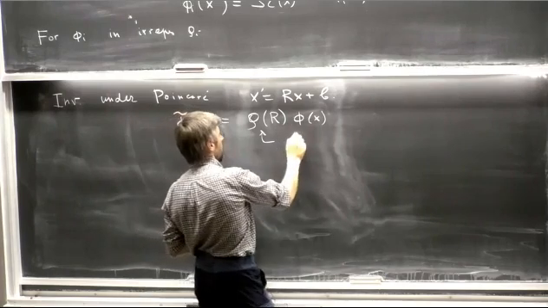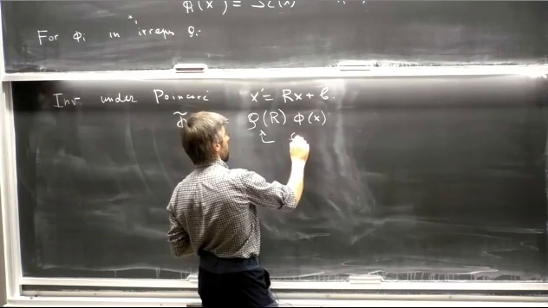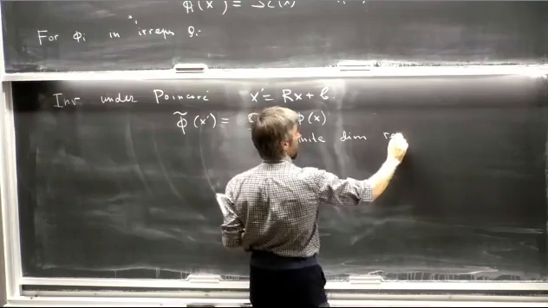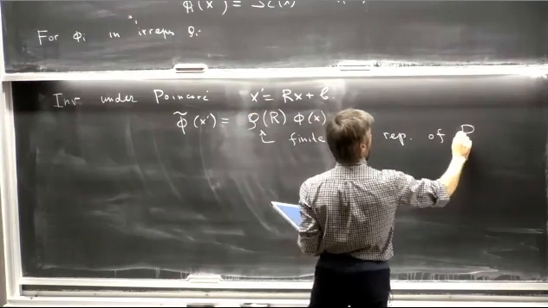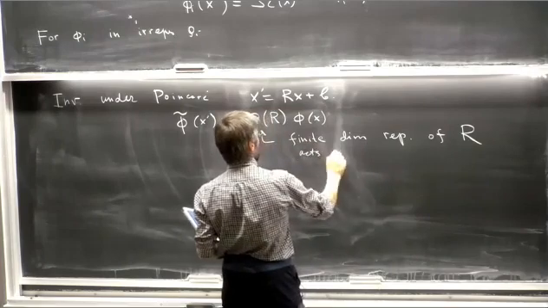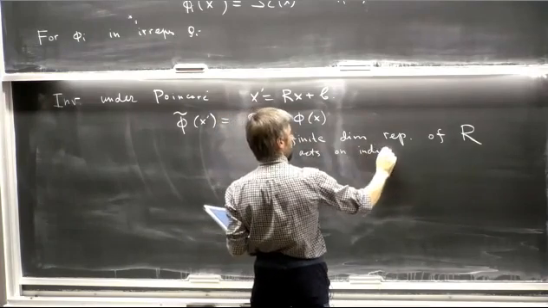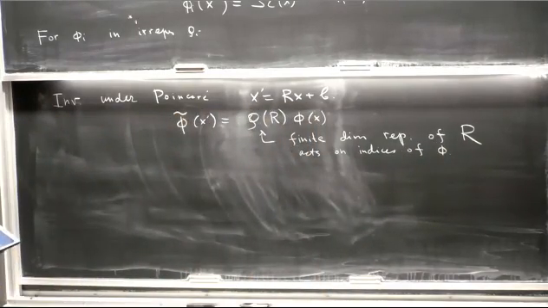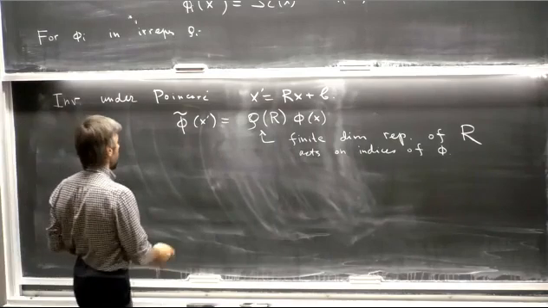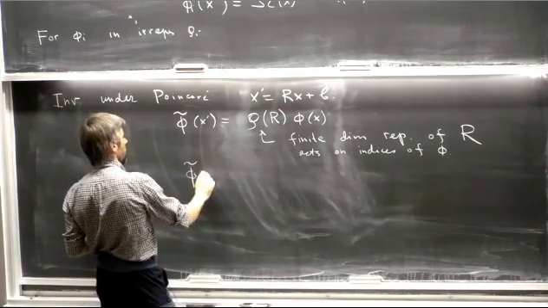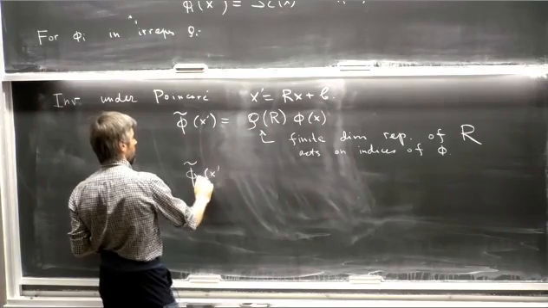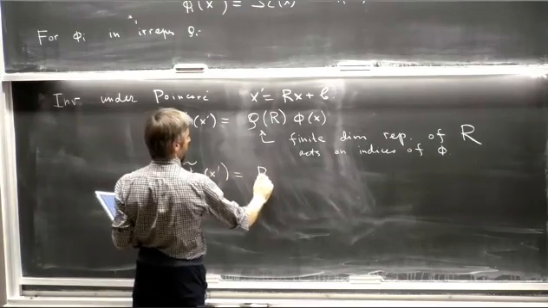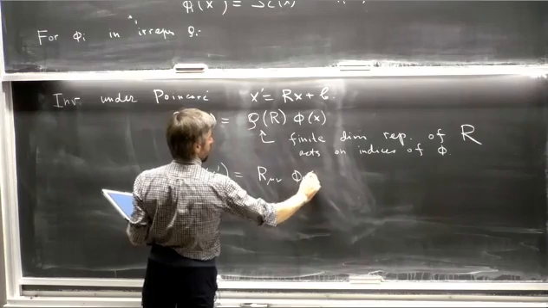So this is the representation of R which acts on indices of phi. For example, if phi is a vector, then phi tilde mu of x prime is equal simply to R mu nu phi nu of x.